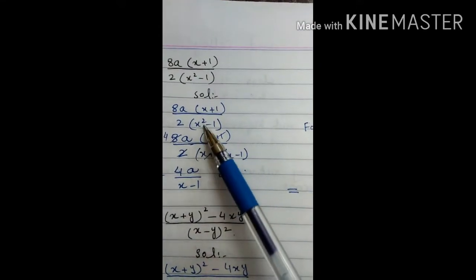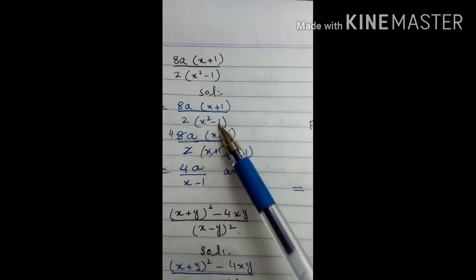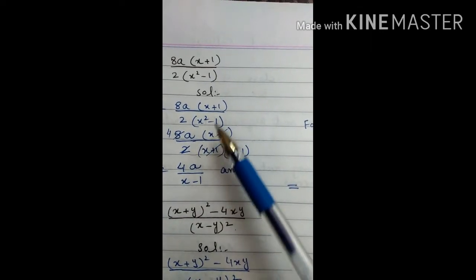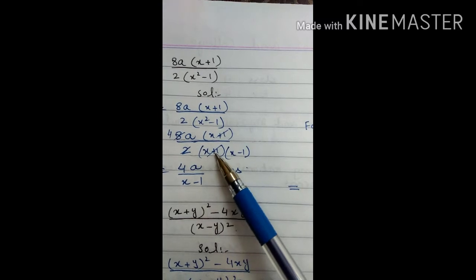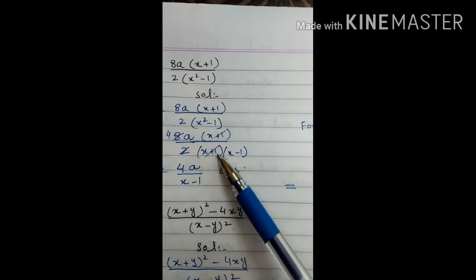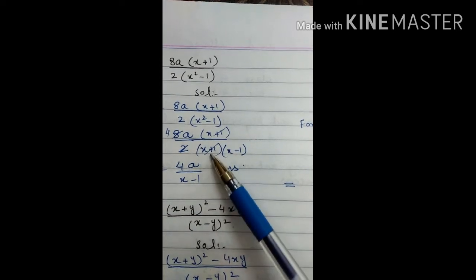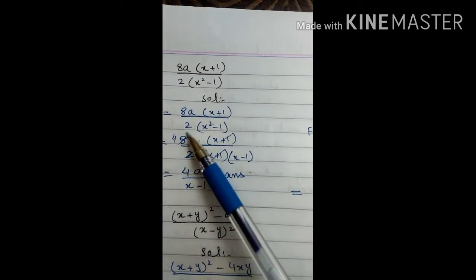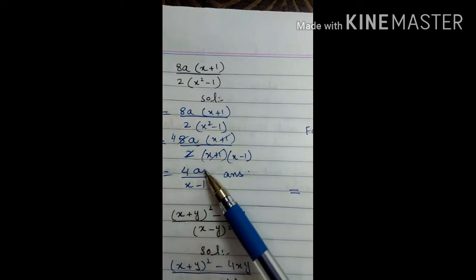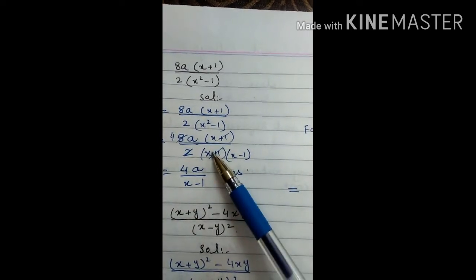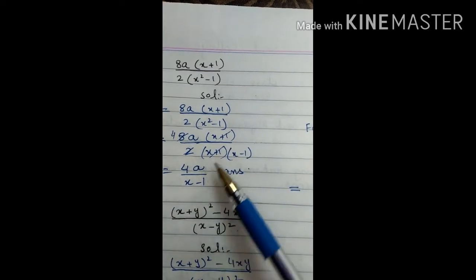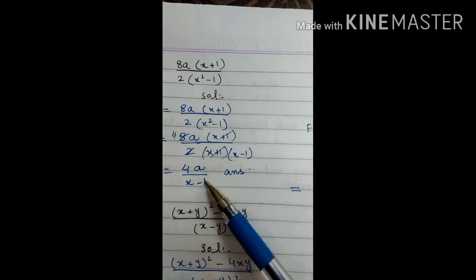You can apply the formula over x square minus 1. X plus 1 will remain as it is. X square minus 1 is equal to x plus 1, x minus 1. X plus 1 over x plus 1, both values can be cancelled. We have already cancelled the constant value. 4a is left over here. These two values cancelled, and in the denominator we are having x minus 1. Finally, this is the answer of part 2.